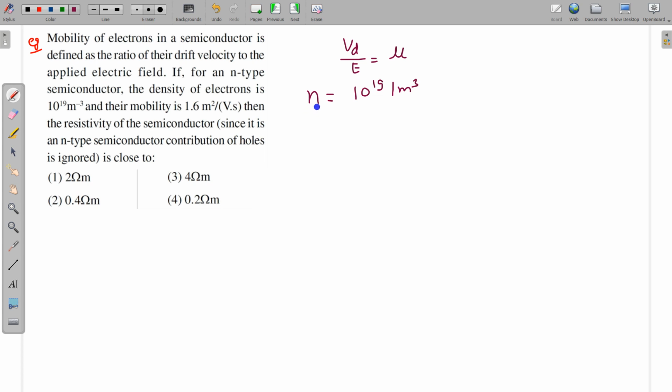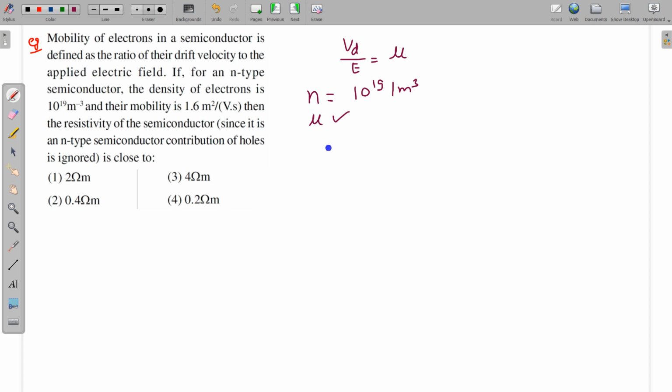And their mobility, we are given the value of mu here also. Mobility is this much, then resistivity of the semiconductor. Since it is an n-type semiconductor, the contribution of holes is ignored. So n is equal to this much, this is just equal to the number of electrons. So we have to find the resistivity of this semiconductor.